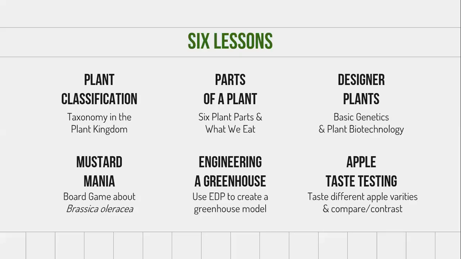And so the 6 lessons, you can see what they look like there. We're going to spend a few minutes here just talking through what they look like, what they entail. But know that in a lot of ways it helps to do them in a 6-part series, because you first talk about what is a plant, moving into the parts of a plant, learning about plant genetics and biotechnology, learning about that specific wild mustard there, Brassica oleracea, and then getting into some greenhouses and apple taste testing and some fun things there.